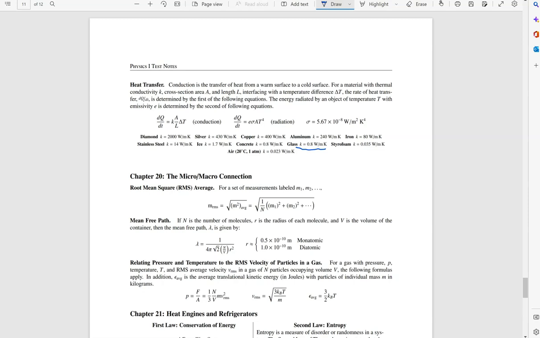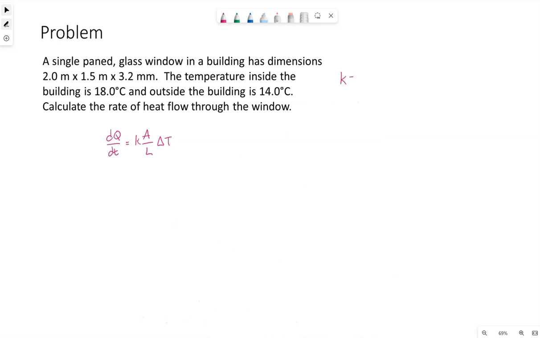Glass has a thermal conductivity value of 0.8 watts per meter times Kelvin. So we have this value for glass. The window is, I don't know which dimensions are 2 by 1.5, but those would represent the outside, the rectangular dimensions. The 3.2 millimeters would be the thickness. So that would be our L.